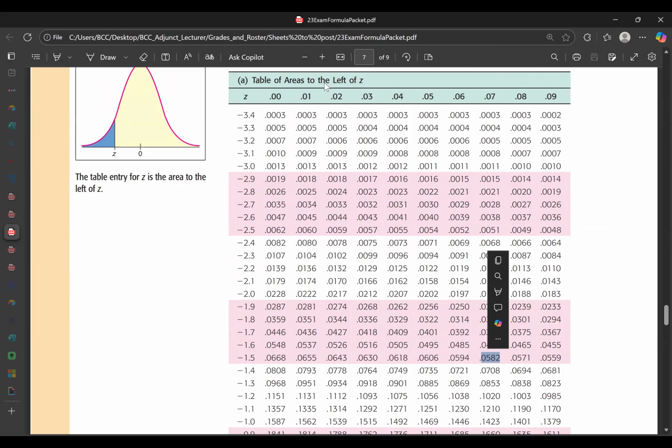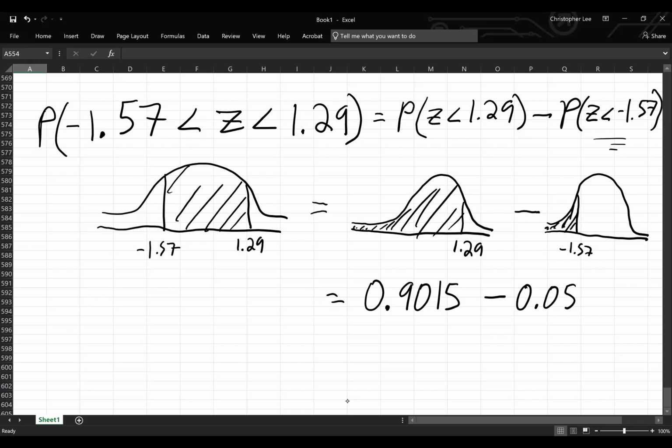All right, so I got 0.0582. Now, very simply, just subtract these two answers, and that's the end of the question. So this is going to be equal to 0.9015 minus 0.0582. A little subtraction, I get 0.8433. And that's it. Questions on this? No? You good?